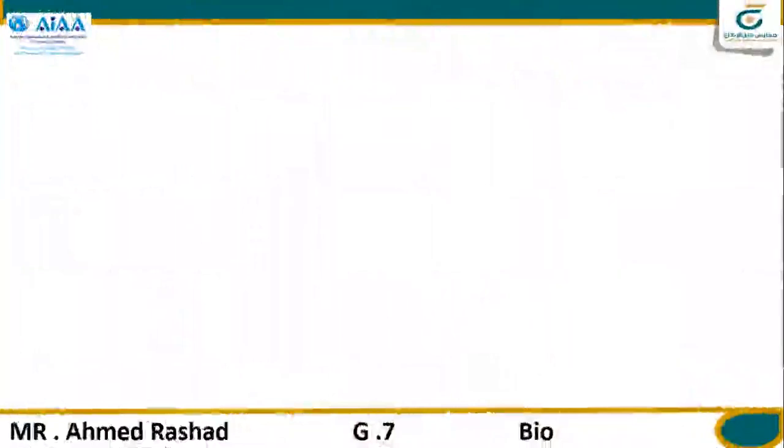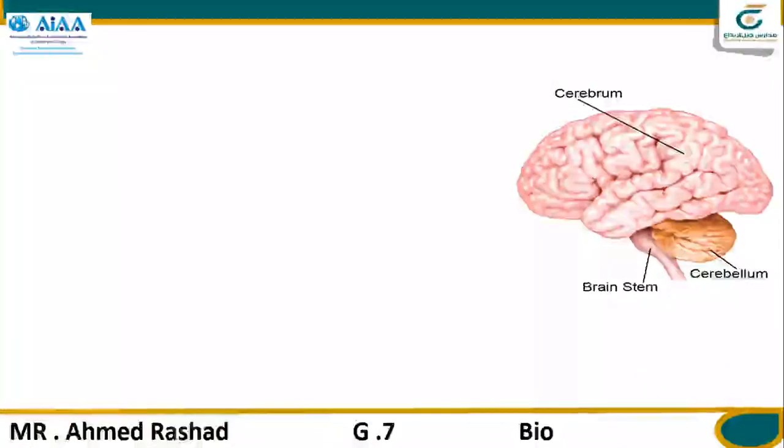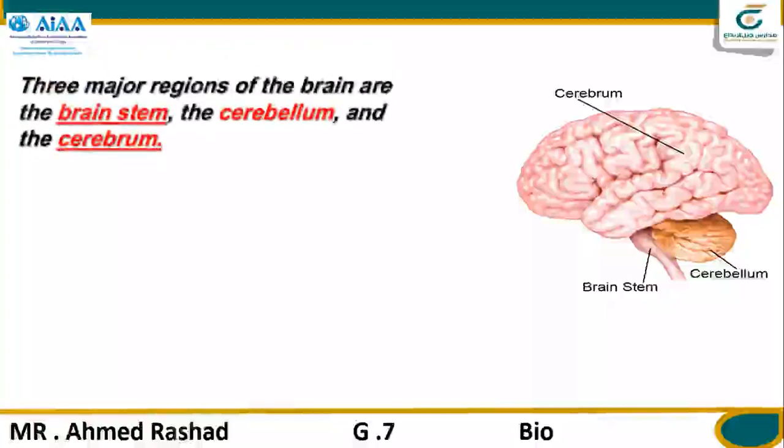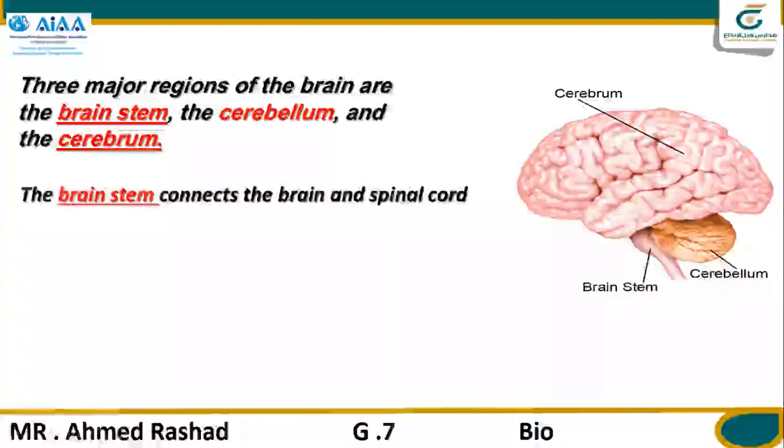Okay, now we can talk about the main organ in the nervous system, the brain, and how we can divide the brain into parts. The major regions in the brain are three main parts. Number one is the brain stem. Number two is the cerebellum, and number three the cerebrum. The brain stem connects the brain and spinal cord, so it's responsible for traveling the nerves and the processes from the brain to the spinal cord. So number one, the brain stem.